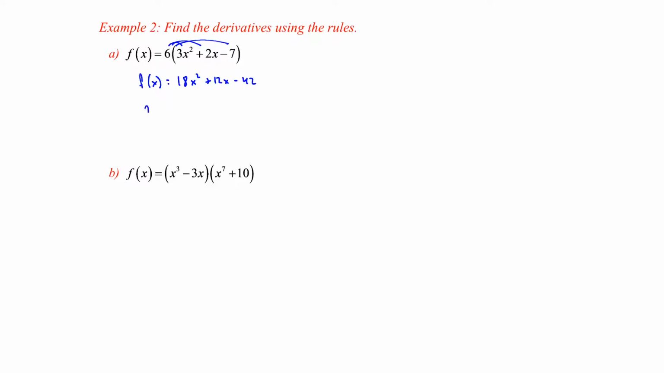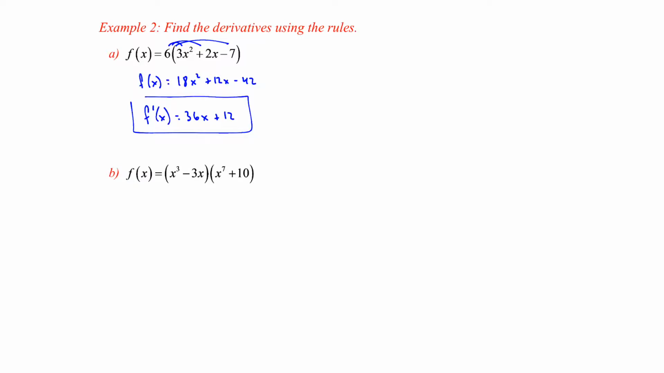And then now, I'll find the derivative f prime of x. So 18 times 2 is 36, x to the first. 1 times 12 is 12, x to the 0, which is just 1, so that's 12. And then minus 42 has a derivative of 0. Okay. On B, we could actually do the same thing.